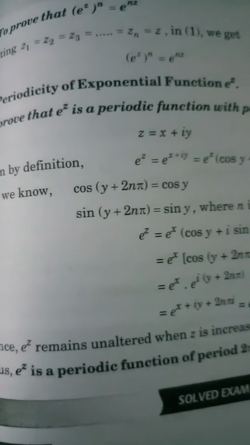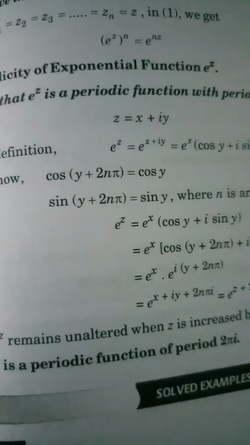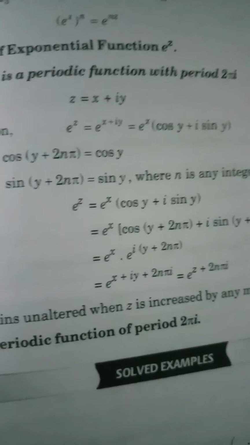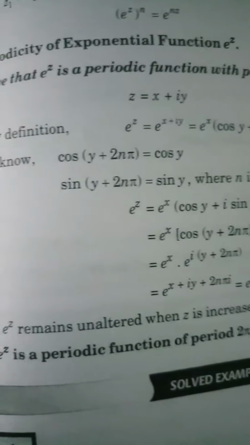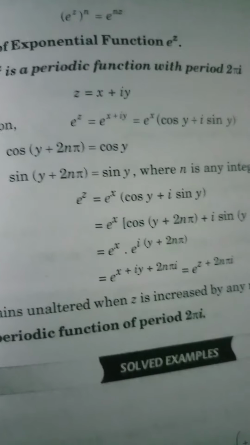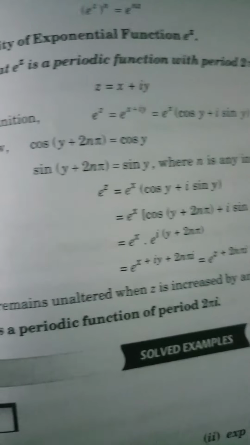Periodicity of exponential function e to the power z. To prove that e to the power z is a periodic function with period 2 pi iota, let z equal to x plus iota y, then by definition e to the power z equal to e to the power x plus iota y is equal to e to the power x bracket cos y plus iota sin y.